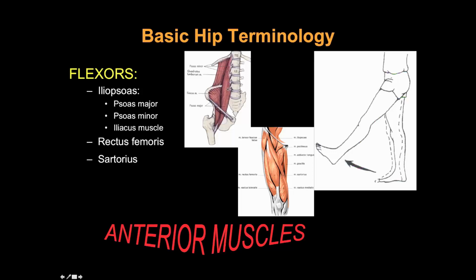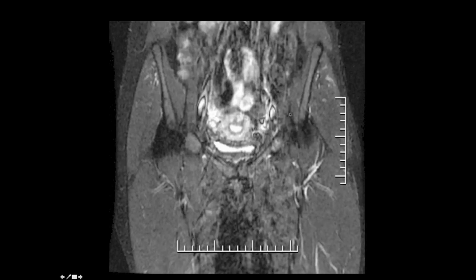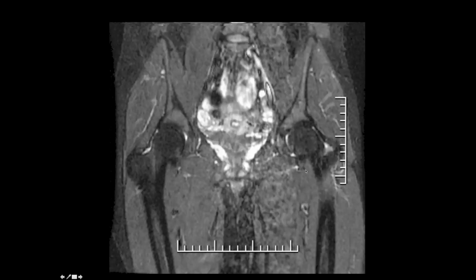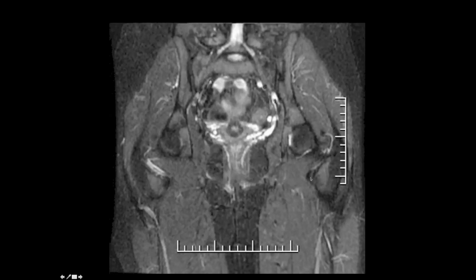So here's an image representing the iliopsoas. We see the psoas major arising from T12 through L4. We see the iliacus, and past the area of the inguinal ligament becomes the iliopsoas. We see portions of the iliopsoas tendon crossing the joint line. This is the iliacus, and here we have the psoas muscles. The iliopsoas will insert into the lesser trochanter.